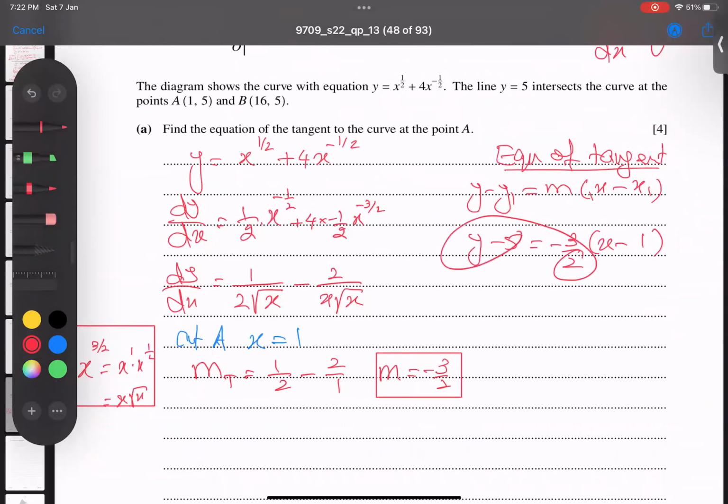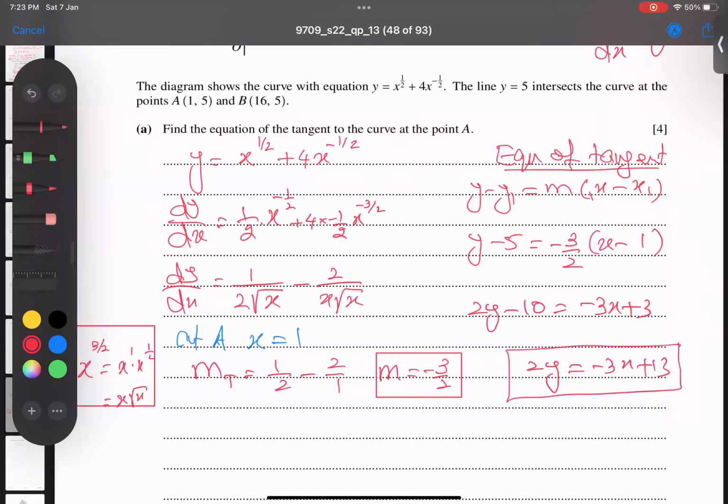Multiply the left-hand side by 2, always make it easy. 2y minus 10, and minus 3 multiply inside. And the ultimate final answer: 2y equals minus 3x, and this 10 goes there, add, and plus 13. Alhamdulillah, Rabbil Alameen. We got the final answer, right?